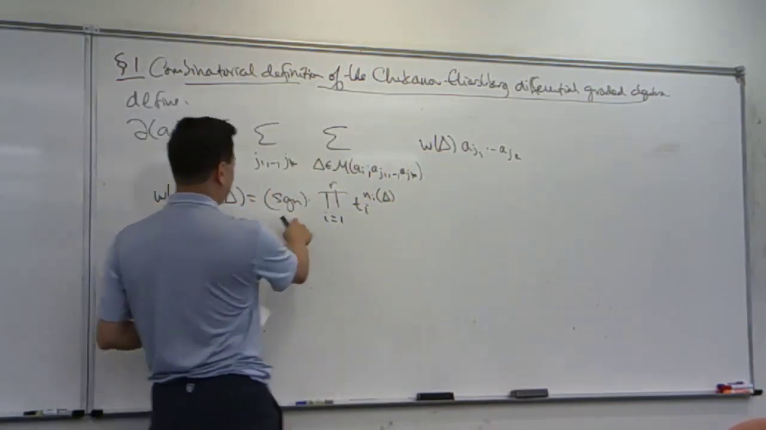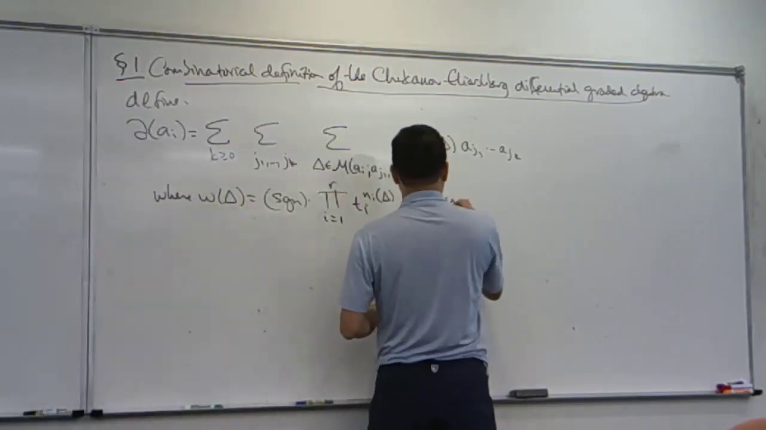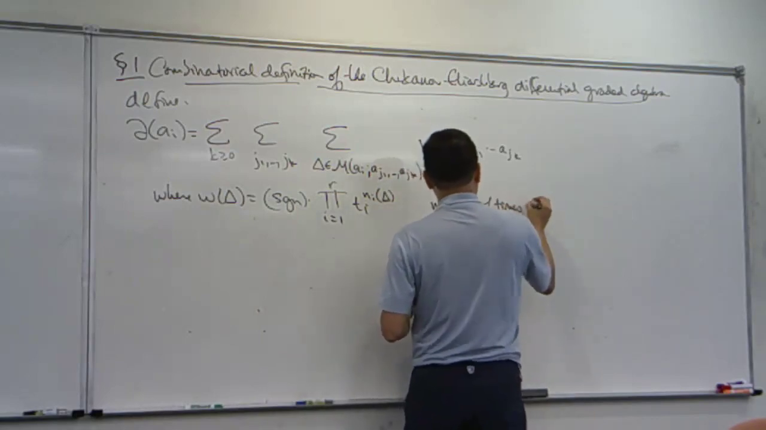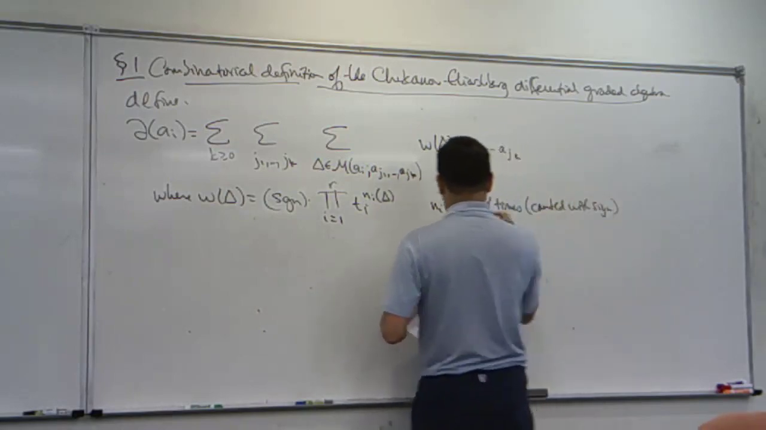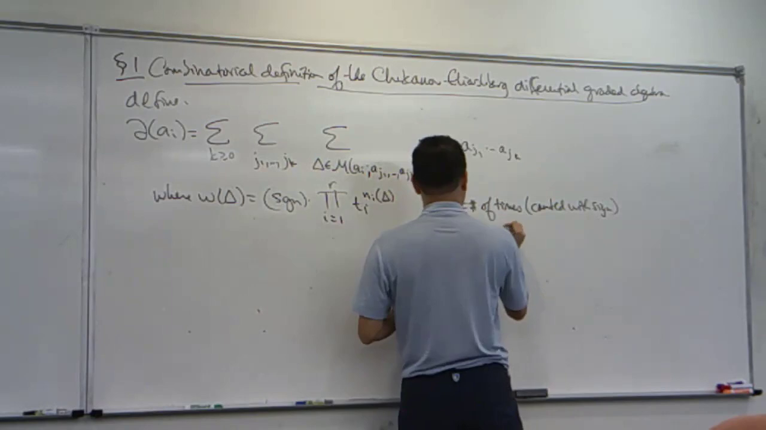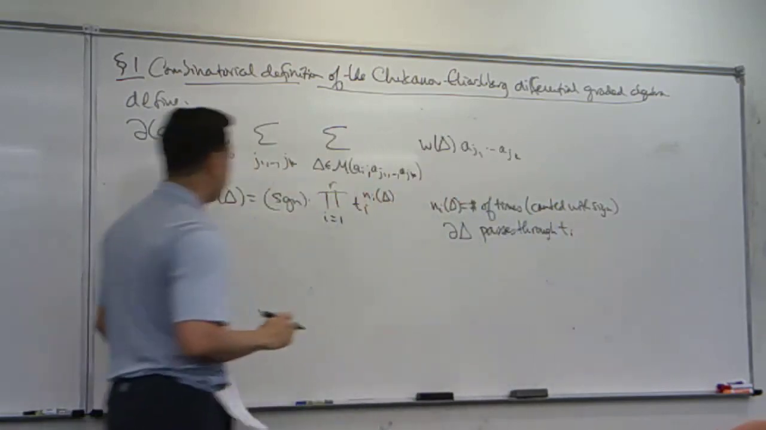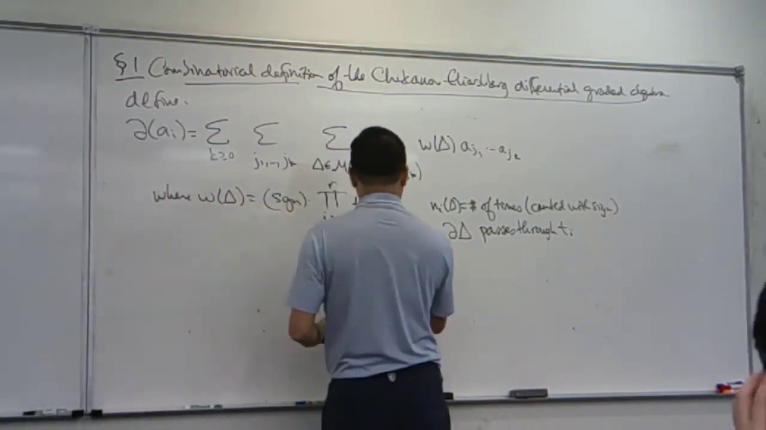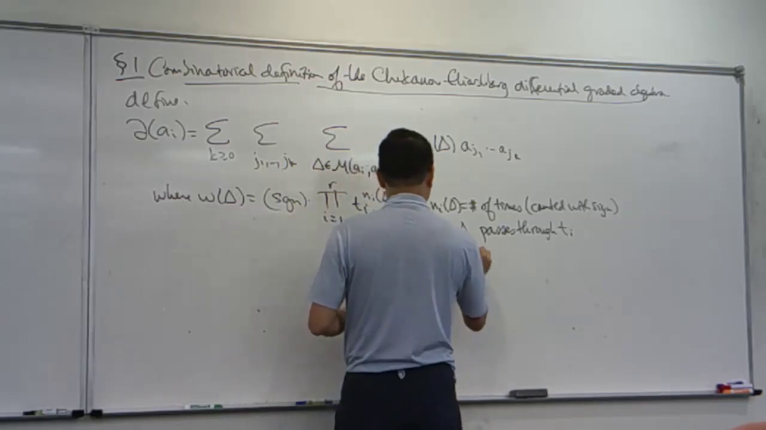Almost there. Now I need to tell you what the sign is. N_I of delta is the number of times the boundary of delta passes base point T_I. And the sign up here is the product of what are called orientation signs.